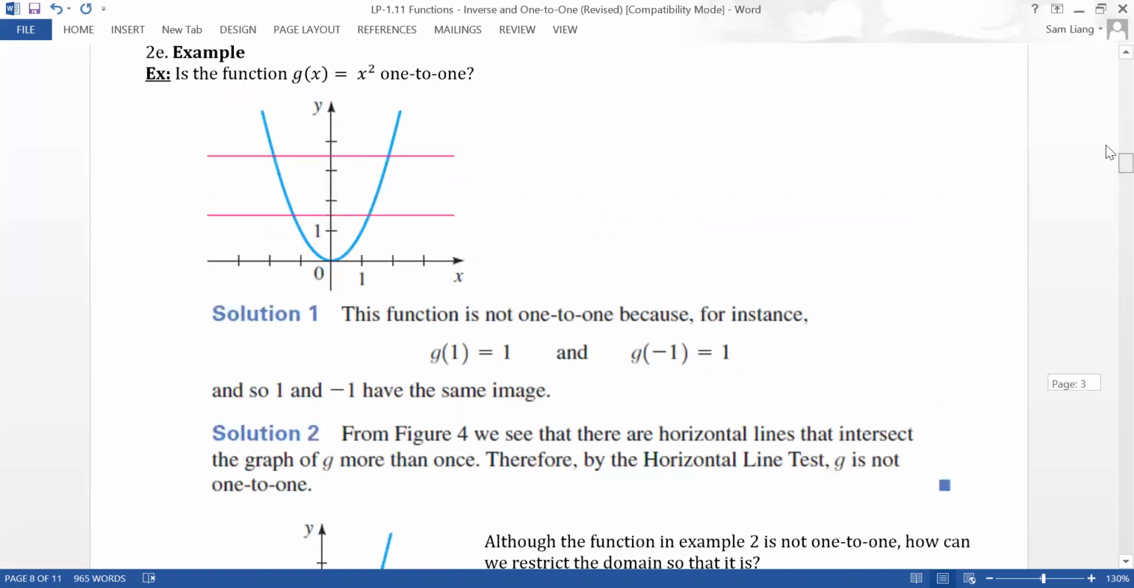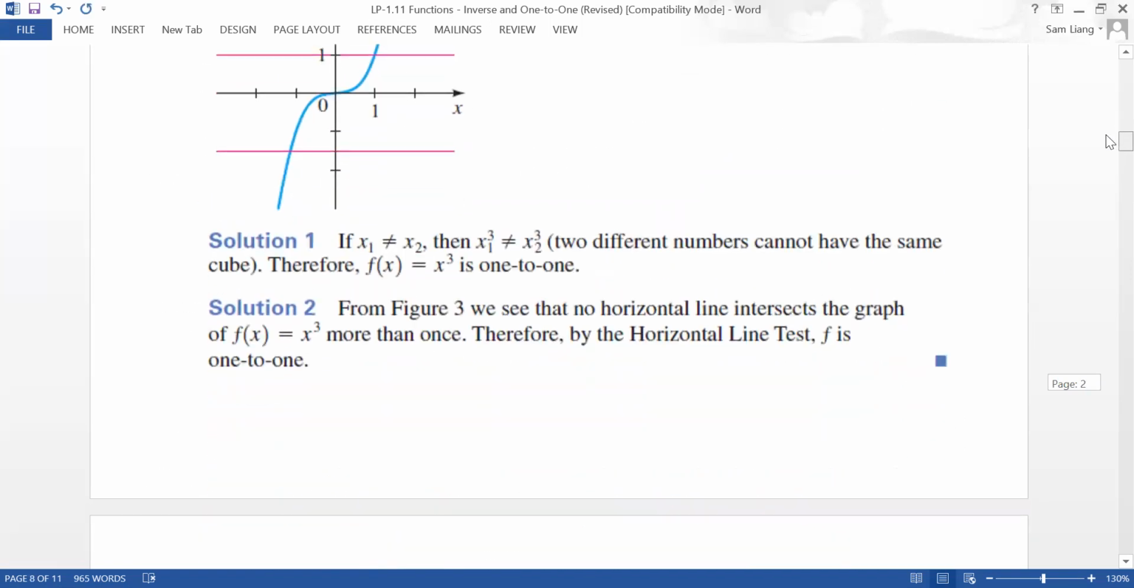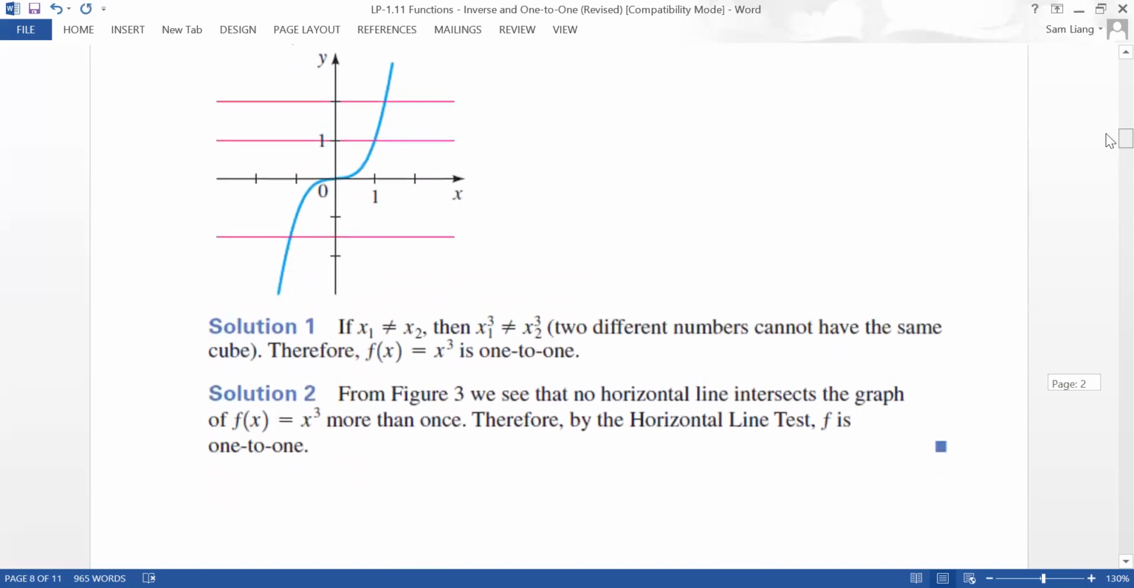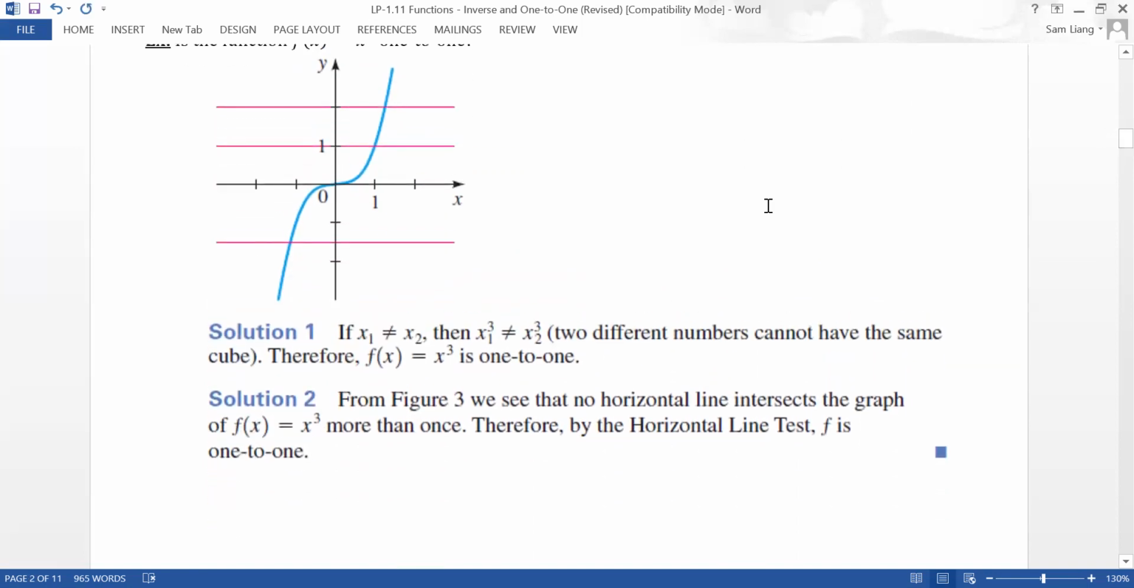Okay, so first we have x cubed, right? So here's the solution provided by the old textbook, meaning the one we would normally use in class. If x1 is not equal to x2, then x1 cubed is not equal to x2 cubed. Another way of saying that is two different numbers cannot have the same cube. Therefore, f of x equals x cubed is one-to-one. Okay, so x cubed is one-to-one.